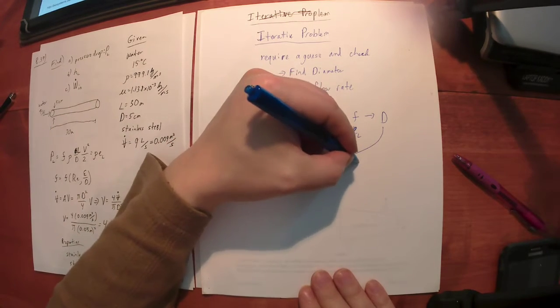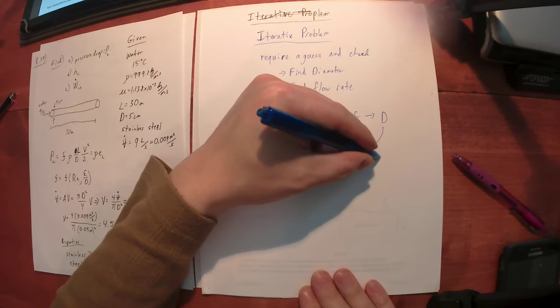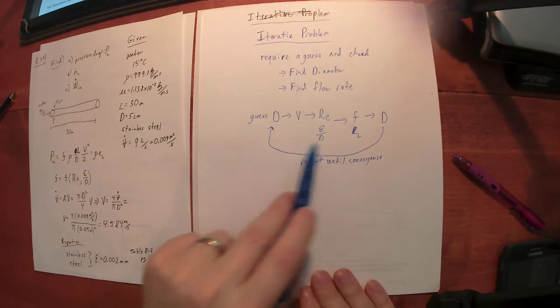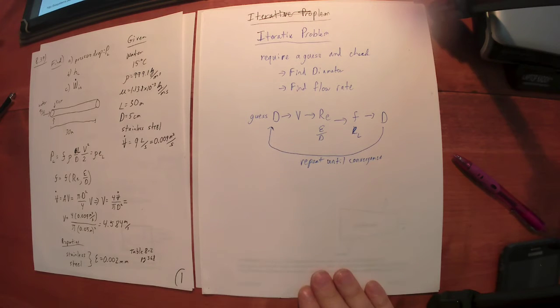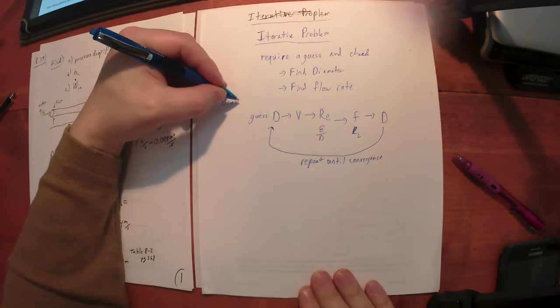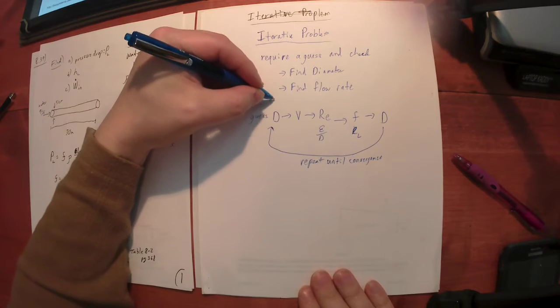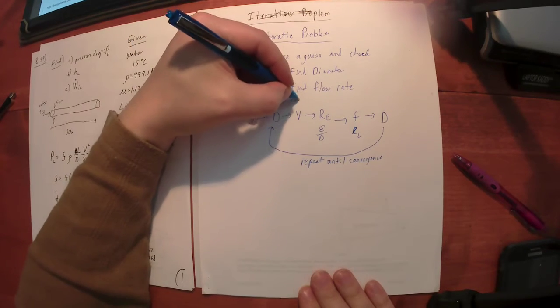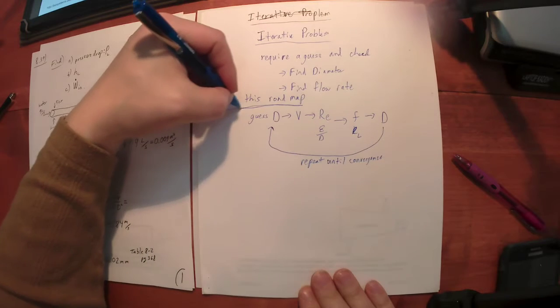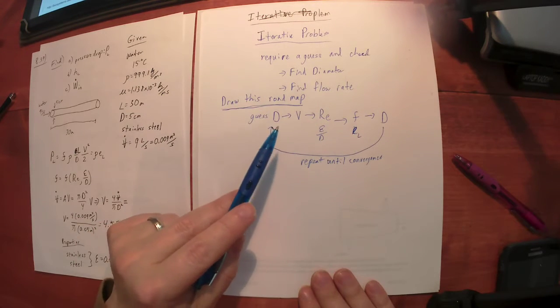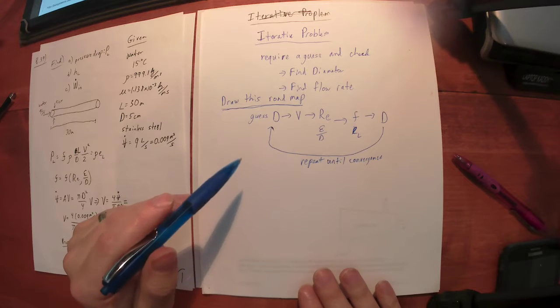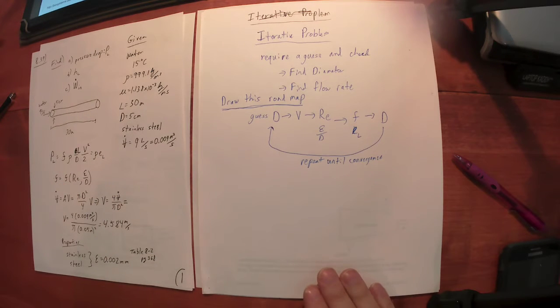You repeat until we get what we call convergence. What that means is you start getting the same value over and over again as you go through the loop. It's going to look daunting. It's going to look confusing. This is what I've learned over the years teaching this class: you'll draw this roadmap. Anytime you've got an iterative problem, especially if you're not used to doing iterative problems, and I don't expect you are at this point, draw your roadmap.